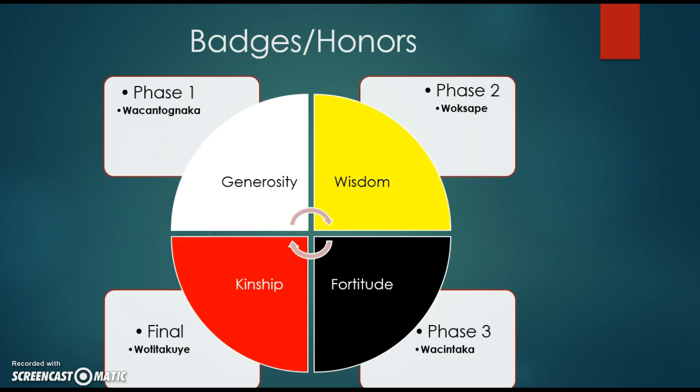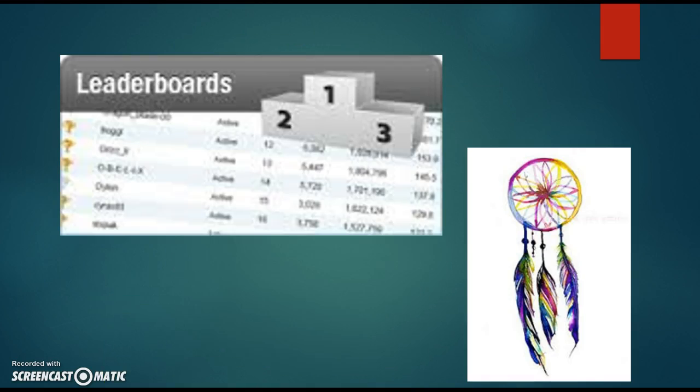The badges go along also with the Lakota belief. There's generosity, wisdom, fortitude, kinship. At the end of each phase, they will be given a quarter of the circle. And then at the end of the game, I would like to somehow incorporate that dream catcher and maybe come up with some dream catcher keychains to give the kids as rewards for becoming true Lakota warriors. I would also like to have the use of a leaderboard to show students and to motivate them to continue to do well and keep moving through the game.